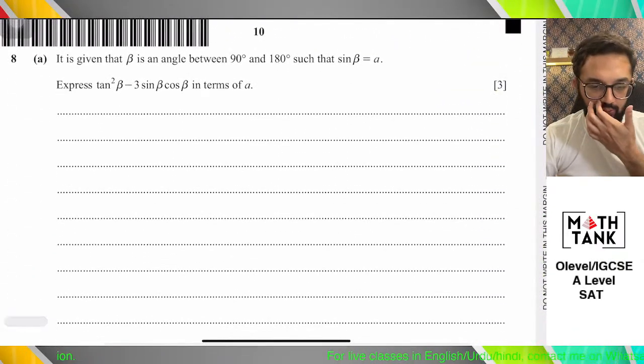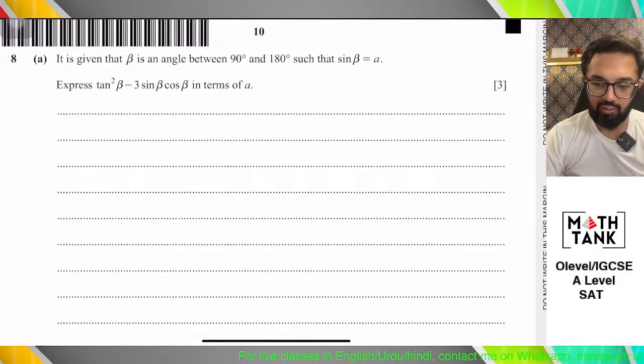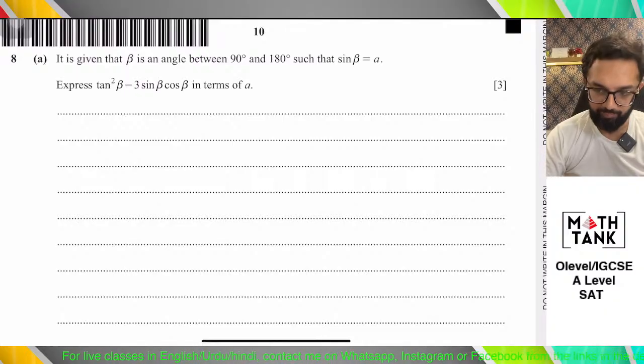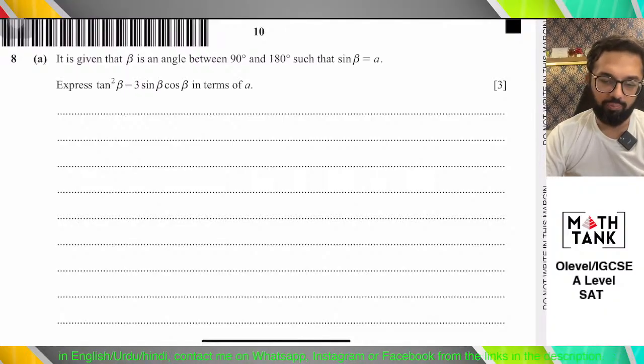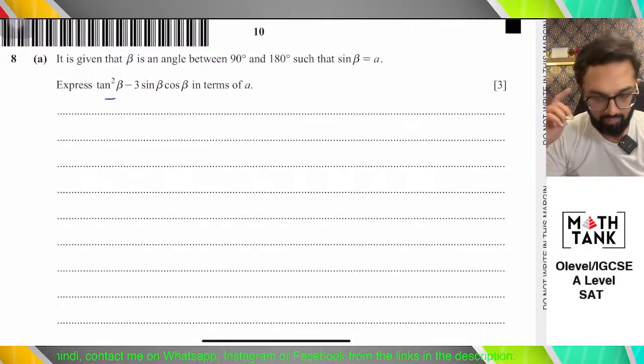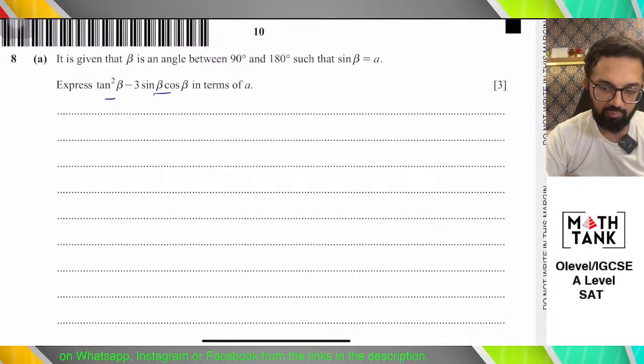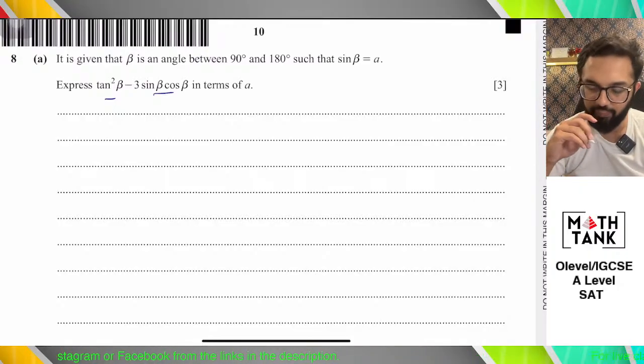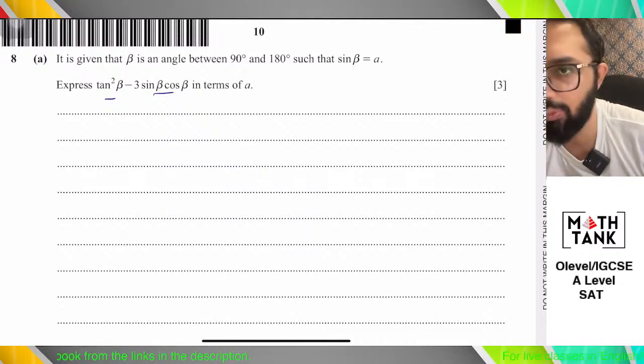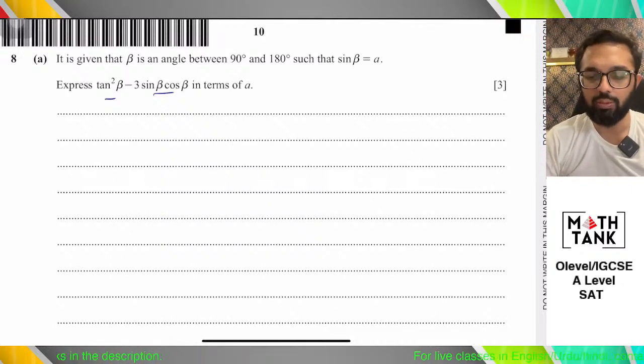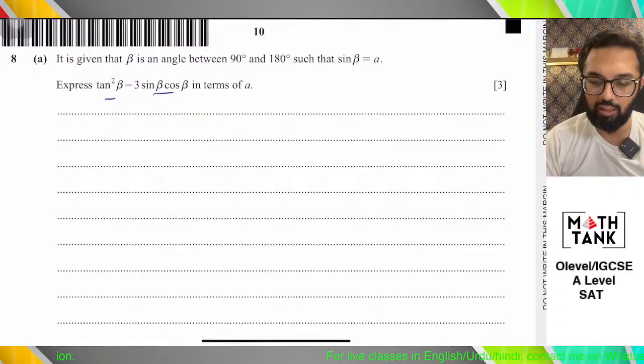Looking at the next question, it says it is given that beta is an angle between 90 degrees and 180 degrees such that sine beta equals A. Express tan square beta minus 3 sine beta cos beta in terms of A. Now, you've seen questions like this in the past papers, but this is basically K. This time it's not K, it's A instead.